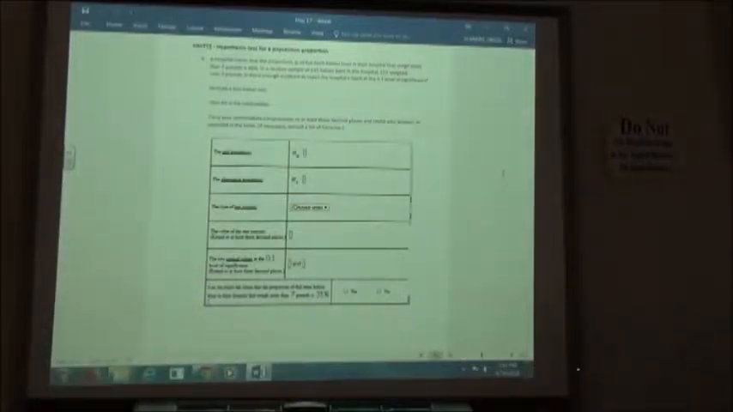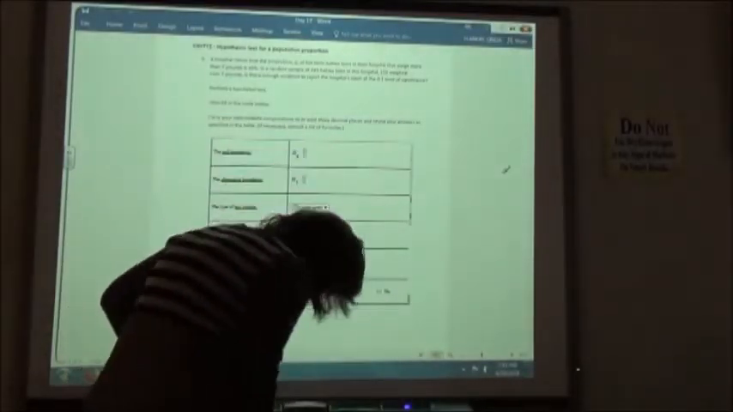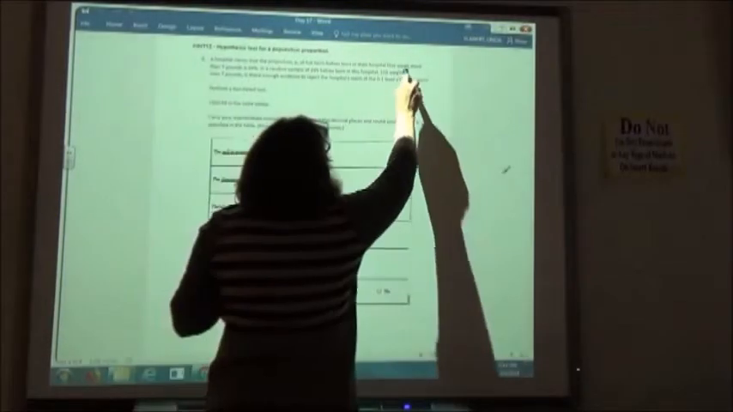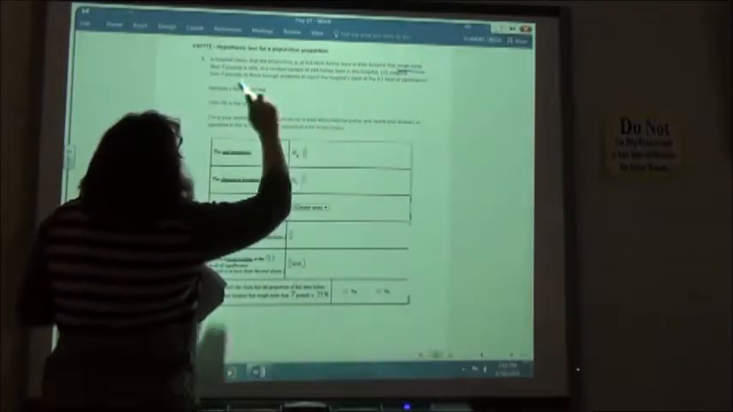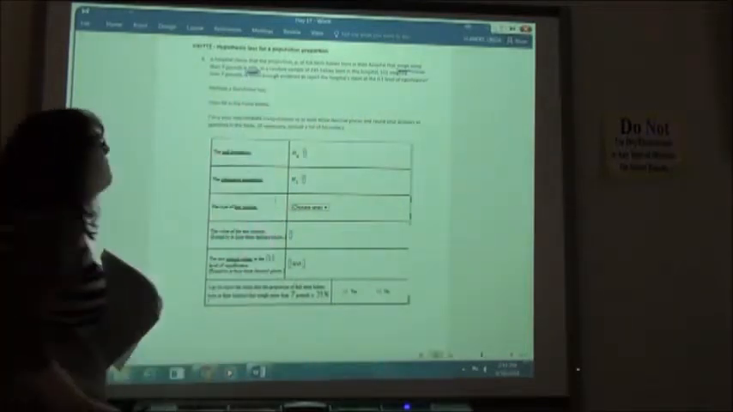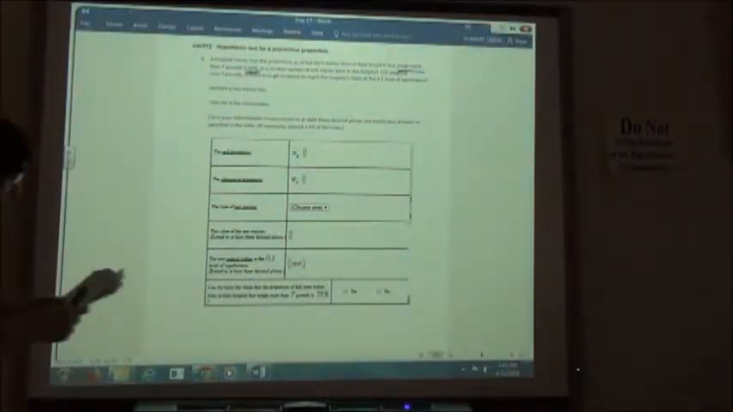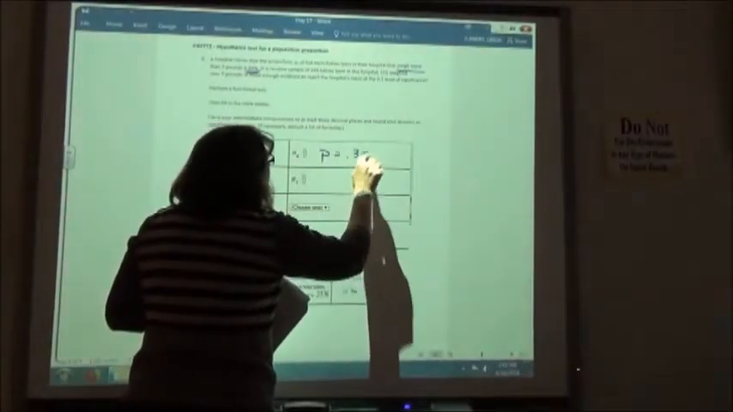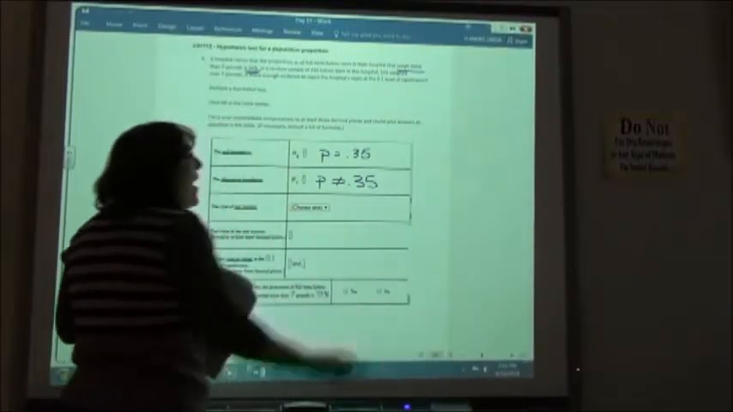So, their claim, whoa, as I throw that on the floor, is that the proportion of babies that weigh more is 35%. Right? That's the percent or the proportion. So when we check this one, we're going to say, is that P really equal to 0.35, or is P not equal to 0.35?